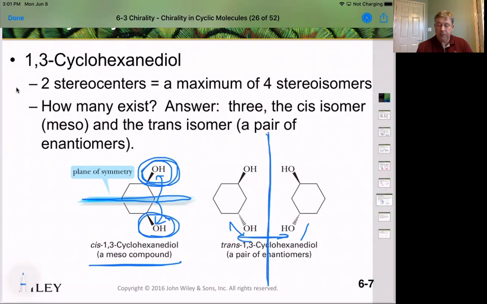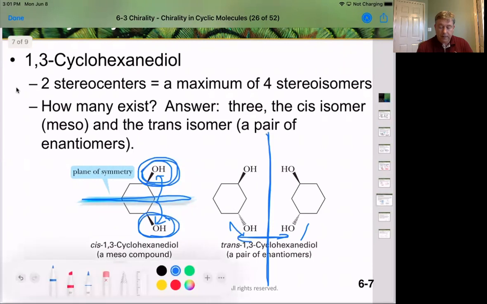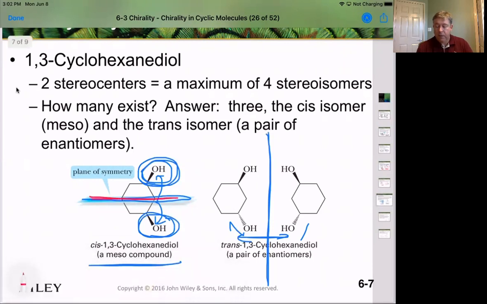So we have our mirror images, and they are non-superimposable, because if we drew that same mirror plane, that plane of symmetry we had before, right here, this OH would be on the outside, not the inside, and this OH would be on the back side, not the front side. Therefore, there is no plane of symmetry in this set, but there is a plane of symmetry on this set because both OHs are on our side of the plane.